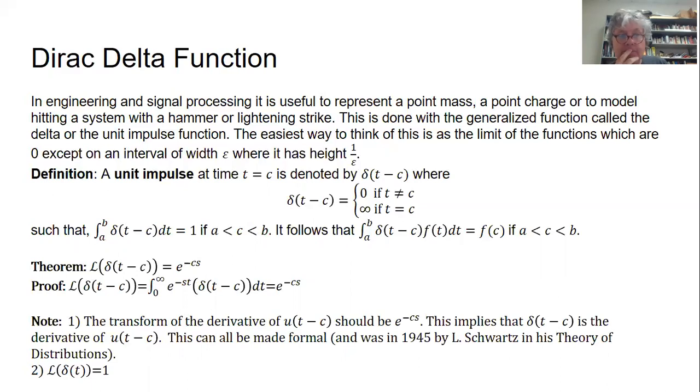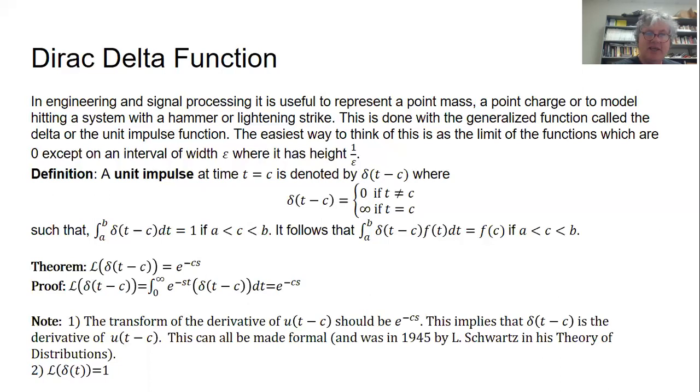Okay, so the interesting thing is that the Laplace transform of the unit impulse is e to the minus cs. And so this is our first Laplace transform which is not dividing by s. And the proof is you just use the definition of Laplace transform. You're integrating e to the minus st against the Dirac delta function. And c has to be greater than or equal to 0, right? And you just evaluate e to the minus st at c, and so you get e to the minus cs.